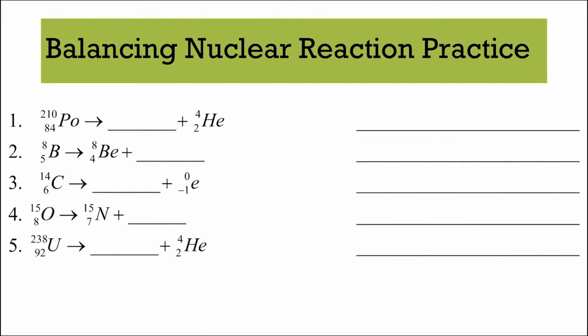Okay. We're going to do question number 1. We're going to break up our reaction where that arrow is. We know that the left side, the top number, is equal to 210. That means the right side also has to equal 210. We already have a mass of 4, so what goes in this box is 206, because 206 plus 4 gives you 210.